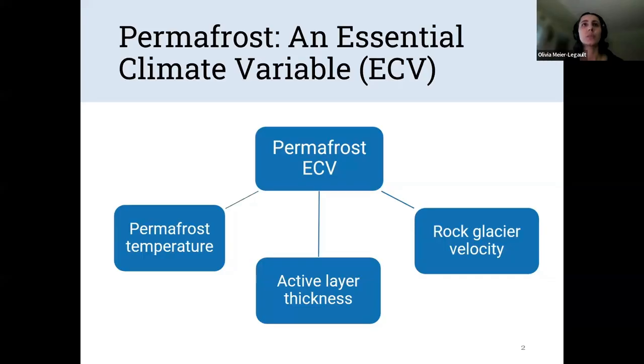So this means that they've deemed permafrost as needing regular, long-term, and spatially diverse observations to characterize both permafrost as well as climate. And so within this ECV title, there are three products or three metrics that have been used to monitor changes to permafrost as well as to the climate. And so these are permafrost temperature, active layer thickness, and then more recently, rock glacier velocity was added.